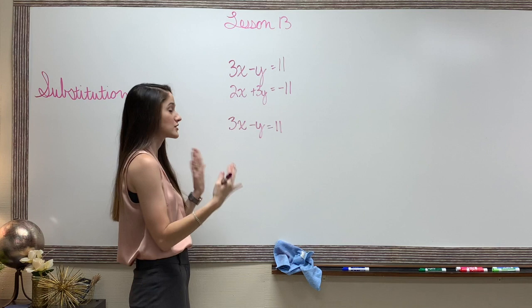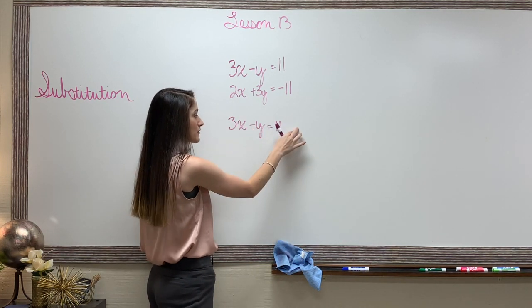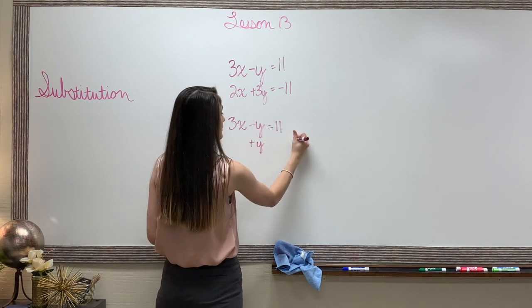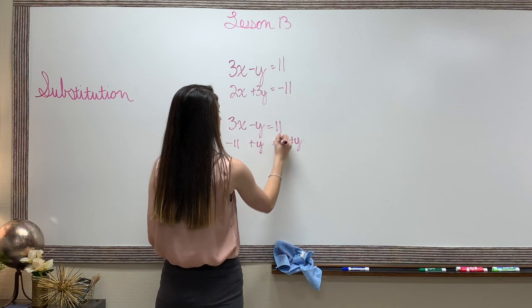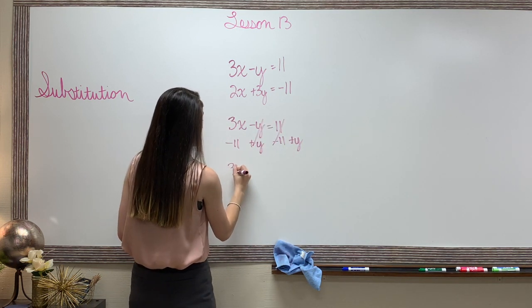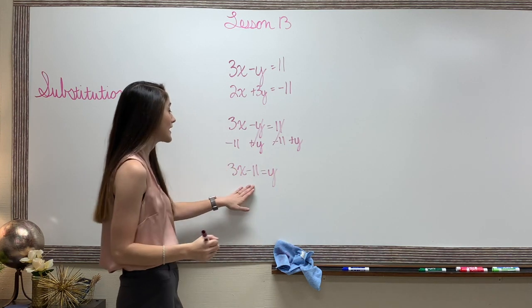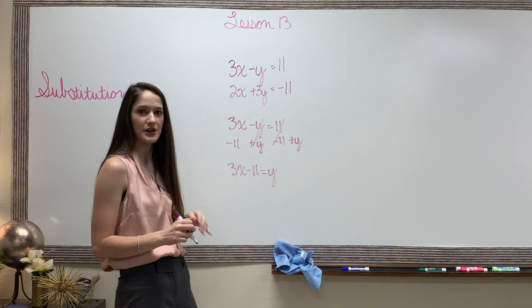So I have two options. I can move the 3x and then divide by negative, or I can move the y and the 11. That's the one that I'm going to do. So plus y to both sides and minus 11 to both sides. So that's gone and that's gone, and we have 3x minus 11 equals y. Now we are ready for substitution. I'm going to rewrite this up here and then we'll start working on substitution.